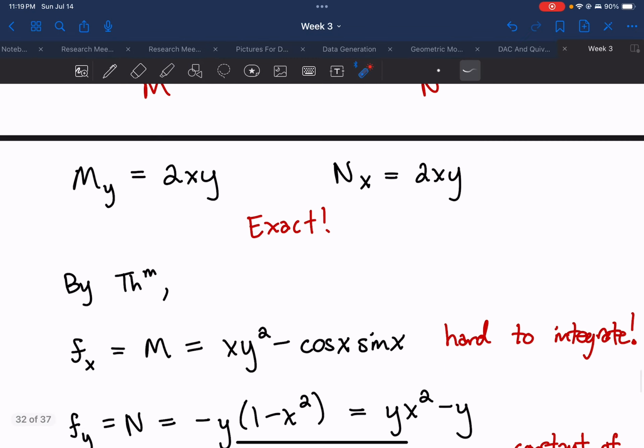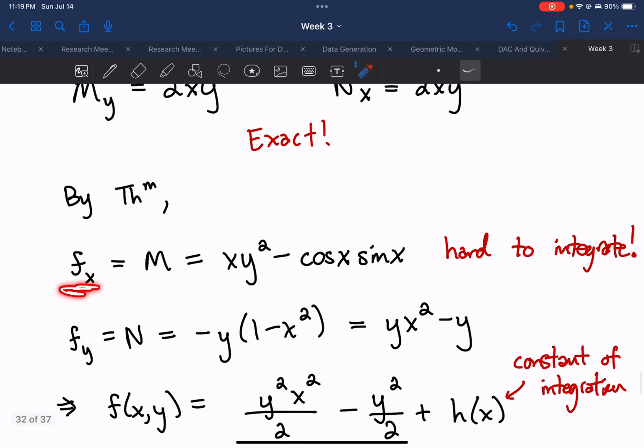By the theorem, there must be some function f such that its partial dx is m and its partial dy is n. But if we take a look at f, this is difficult to integrate dx. That's an annoying integral, dx. So instead, I'm going to start with n and integrate this dy. This is much easier to integrate dy than this is to integrate dx.